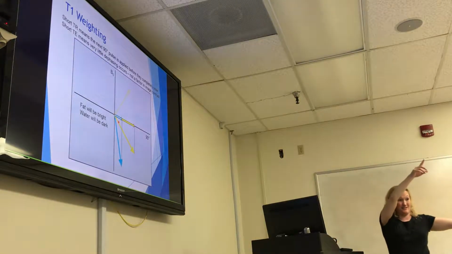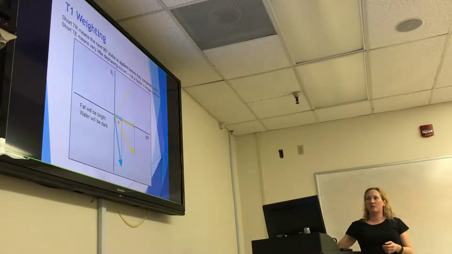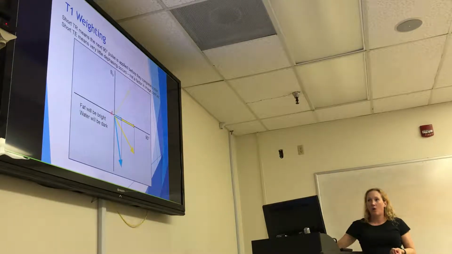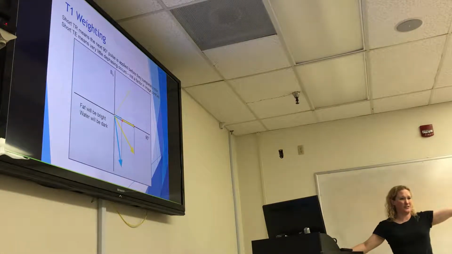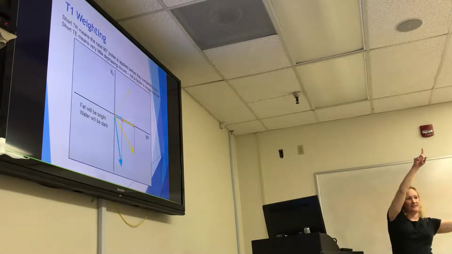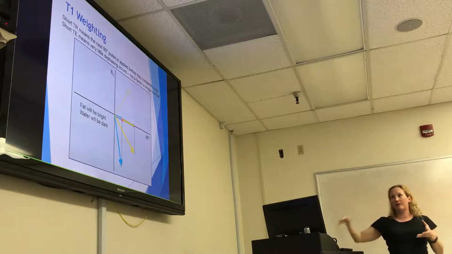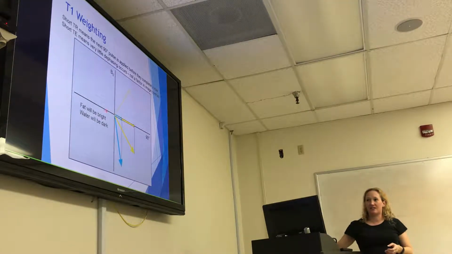Then we flipped it. And so now, when we look at how much transverse component we have, water has a very small amount because it's all the way down here, whereas our fat is more up here. So it's got a larger transverse component. Therefore, fat is giving us a stronger signal. This is our T1 weighting. We have that bright fat and we have the dark water. Yeah, I see some nods, that's good.